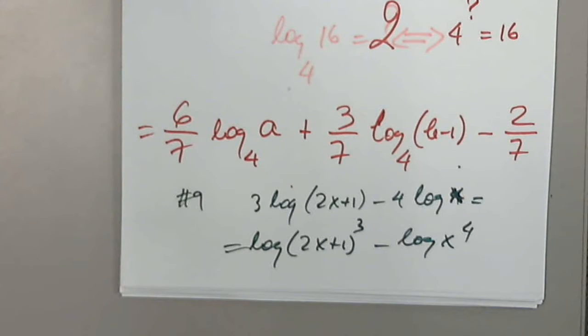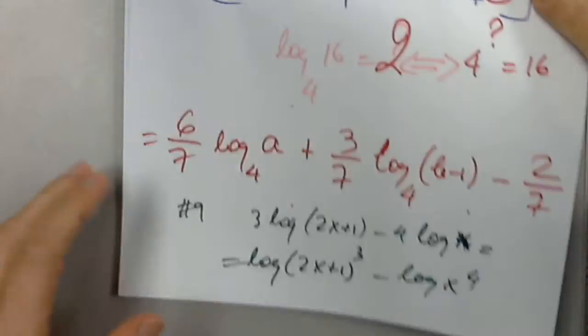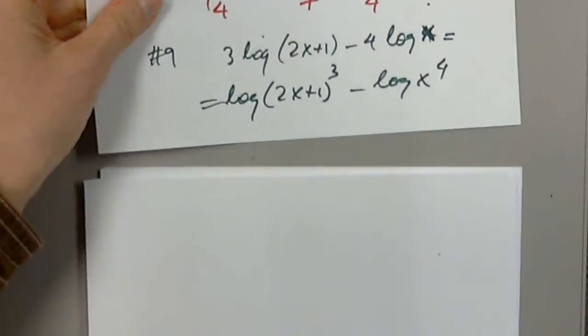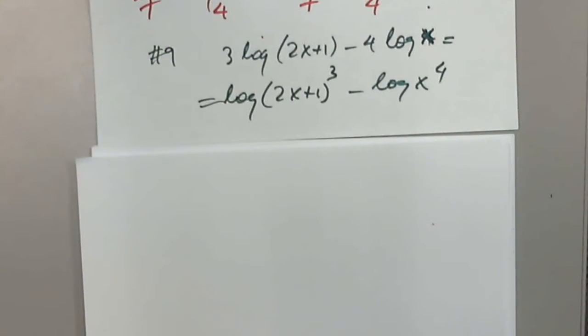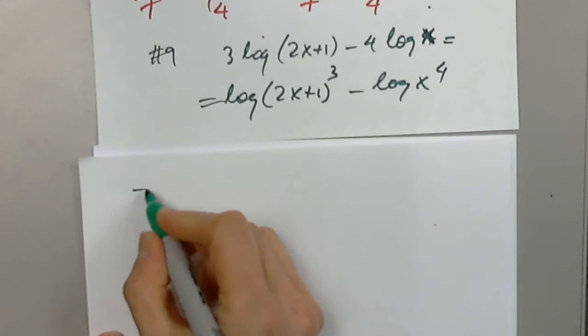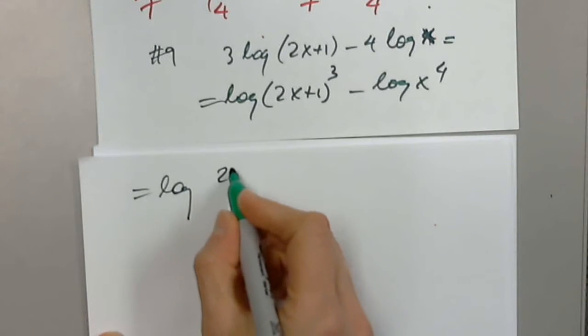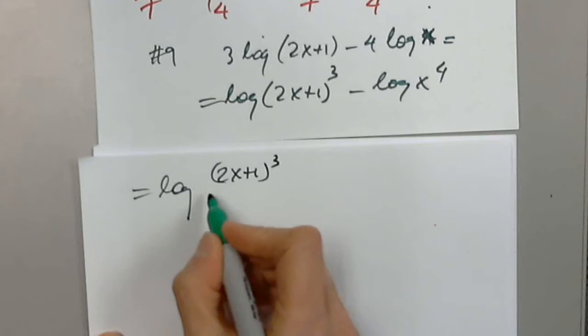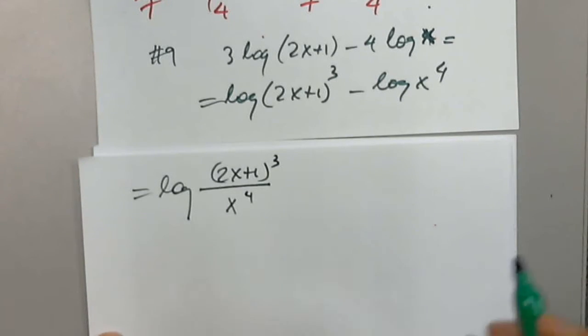Correct. It's log applied to a ratio. It's not a ratio of logs. Be very careful because it's very easy to make that mistake. You cannot say log of this over log of that. So this is log of 2x plus 1 to the 3rd over x to the 4th.